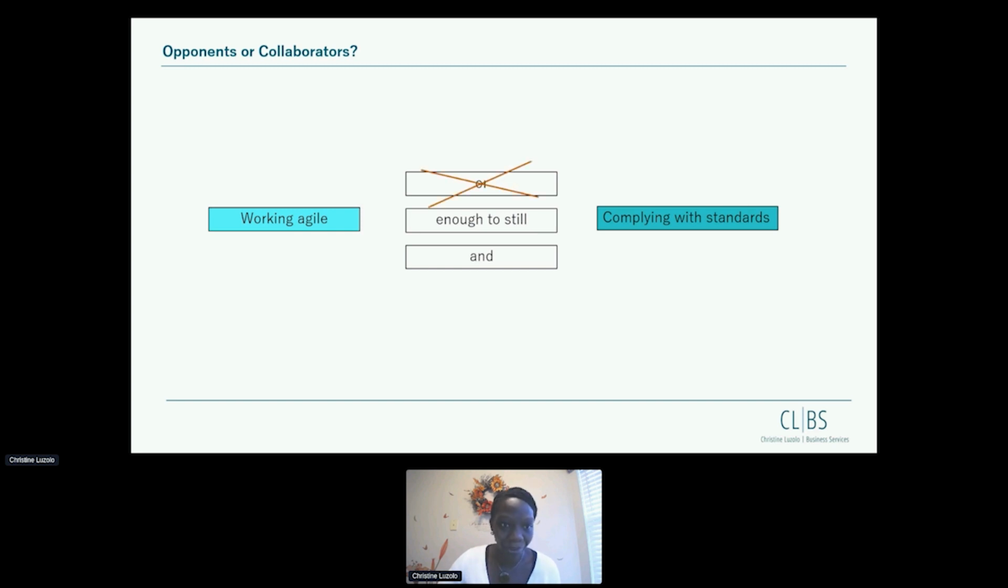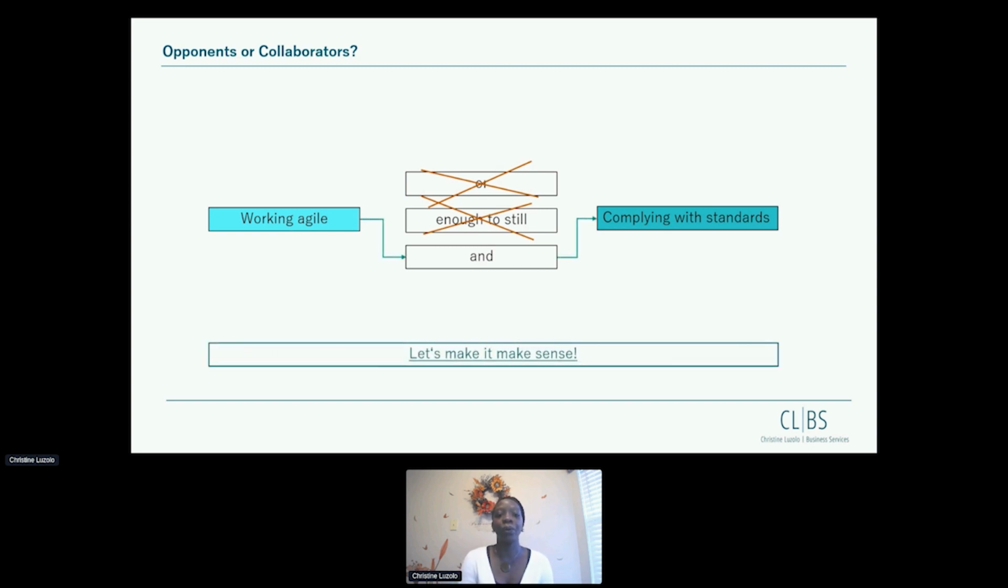So I can tell you, of course, the first option is not an option for us. We also wouldn't settle for just working a little bit agile enough to still comply with the standards. So it is really about working agile and complying with standards. And I know that both are often perceived more as opponents than as collaborators. But I will try to resolve this prejudice in the upcoming 45 minutes.